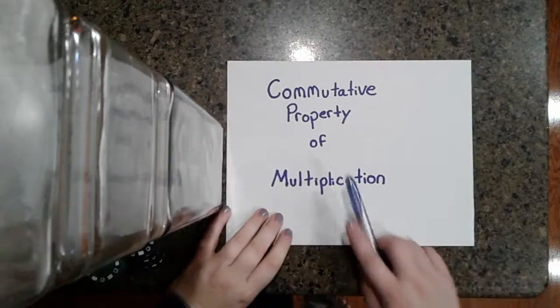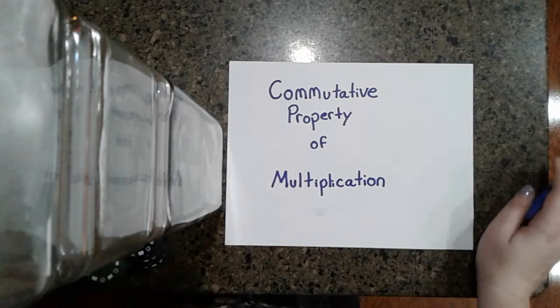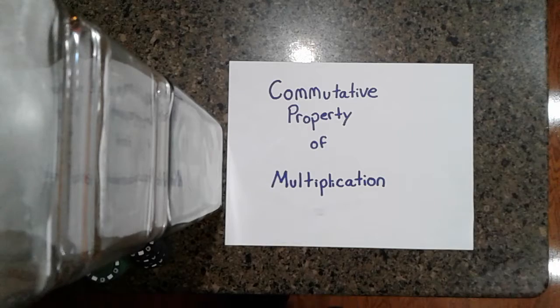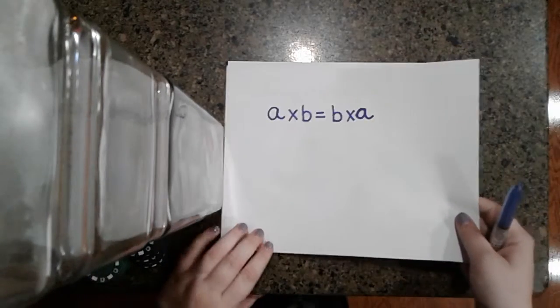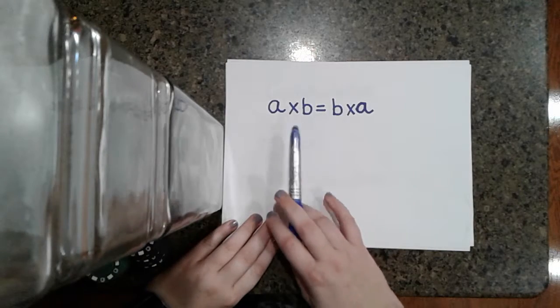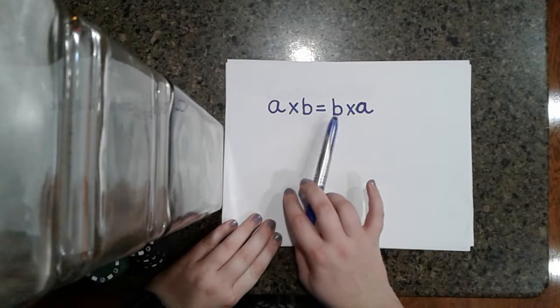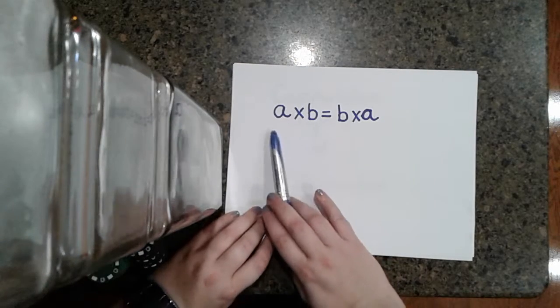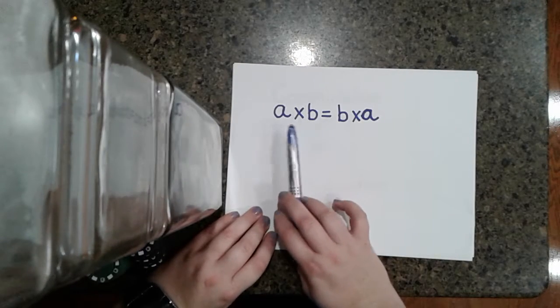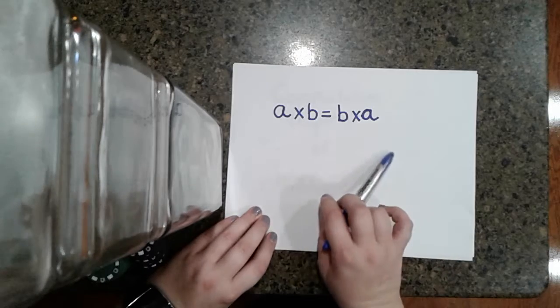Hi friends, today we're going to be talking about the commutative property of multiplication. You might recognize the commutative property from addition, and the multiplication version is quite similar. In this we have A times B equals B times A. That's saying that any time you have factors that multiply together, you can switch up the order and it will give you the same product.